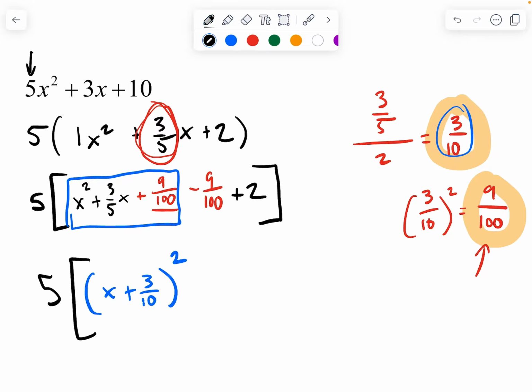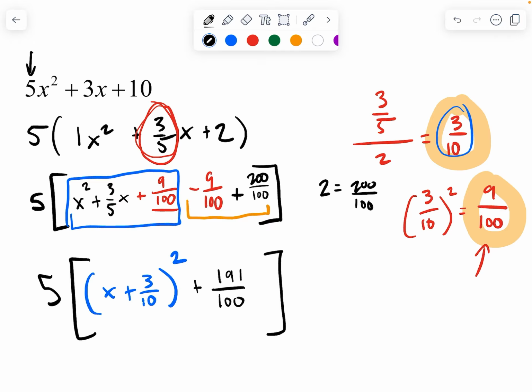the 5 that was in front, that 5 is still there. And then we still have two numbers we didn't use, which is the -9/100ths and the 2. Those combined together, all right? So just off to the side here, 2, if I wanted a common denominator, would be 200 over 100. That is 2. So substitute that in, and then we get 200 minus 9, which should be positive 191 over 100.